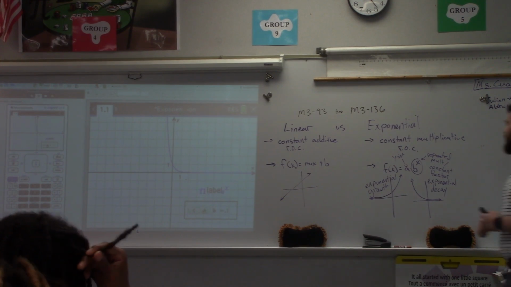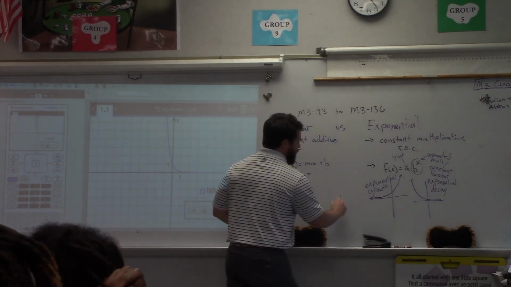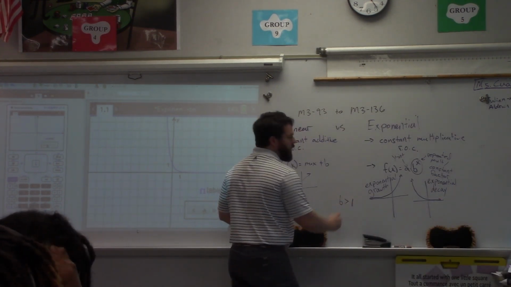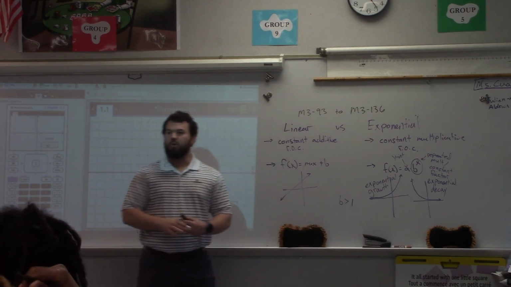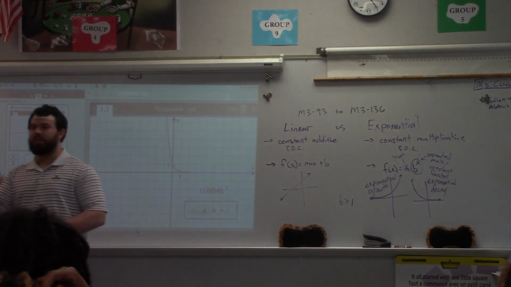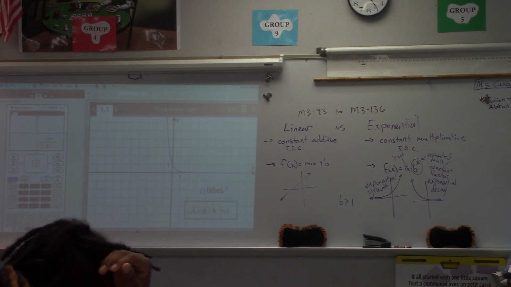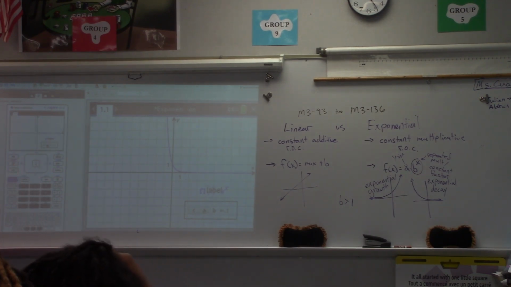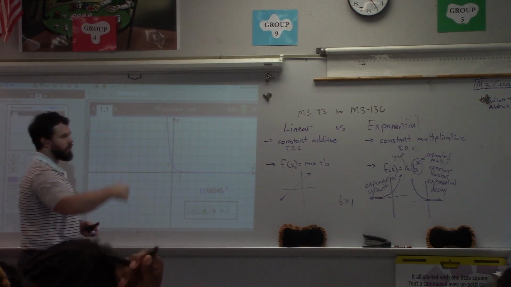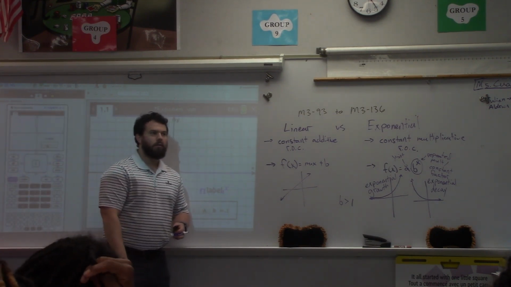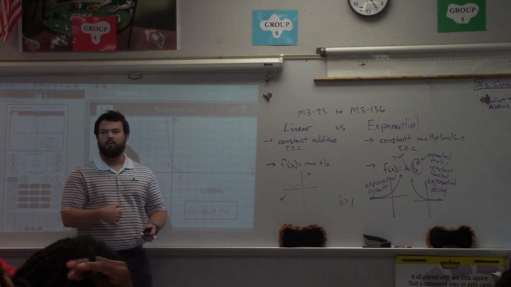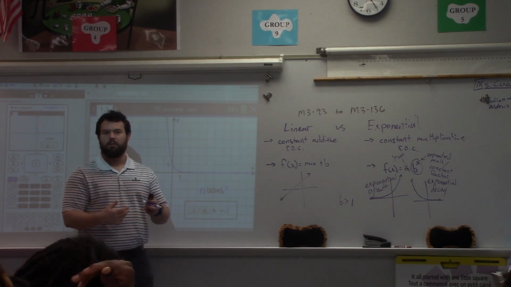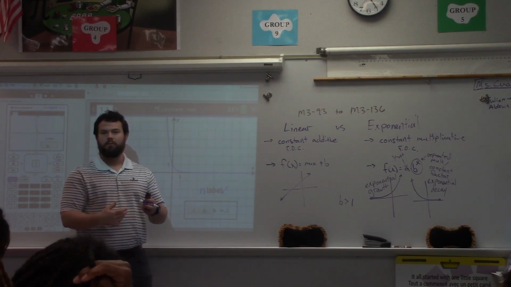So when is it an exponential growth? When b is greater than 1, right? If you multiply by something bigger than 1, what's it going to do? It's going to grow, it's going to get bigger. And what's going to make something smaller? If it's between 1 and 0, right?